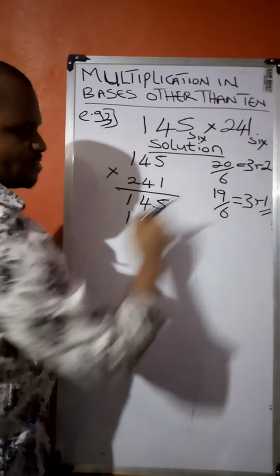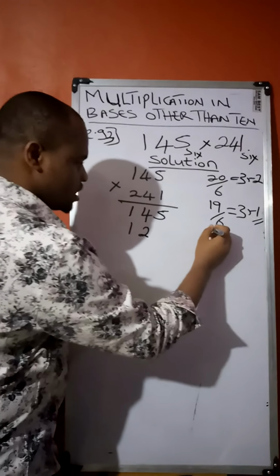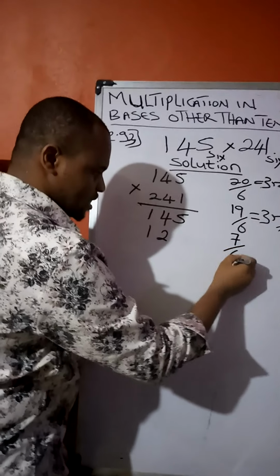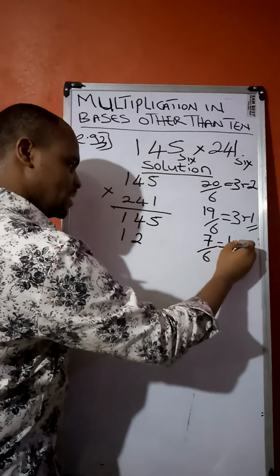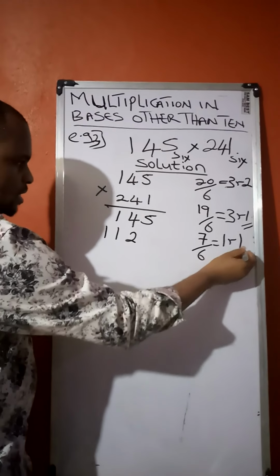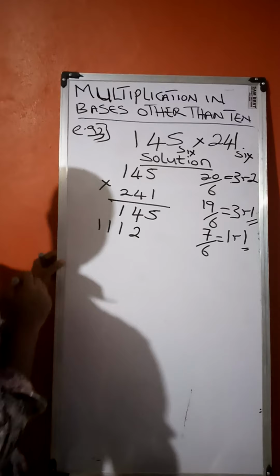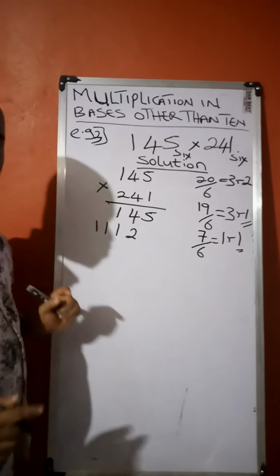4 times 1 is 4. Plus the 3 we carried is 7. I can't have 7 in base 6, so I'll repeat this process. 7 over 6 is 1 remainder 1. So I write that 1. I carry this 1. Nothing is left here, so I put the 1 I carried. Now we come to this last digit, which is 2.